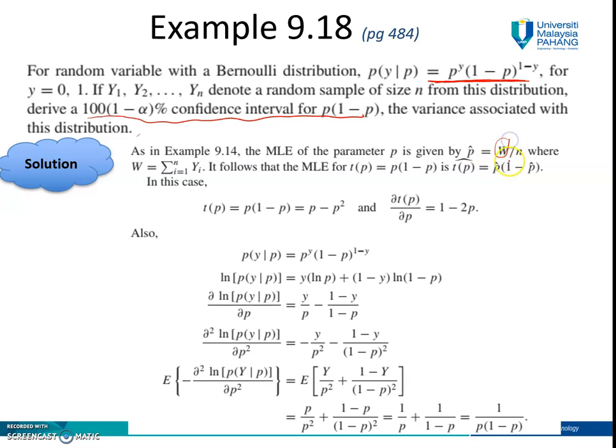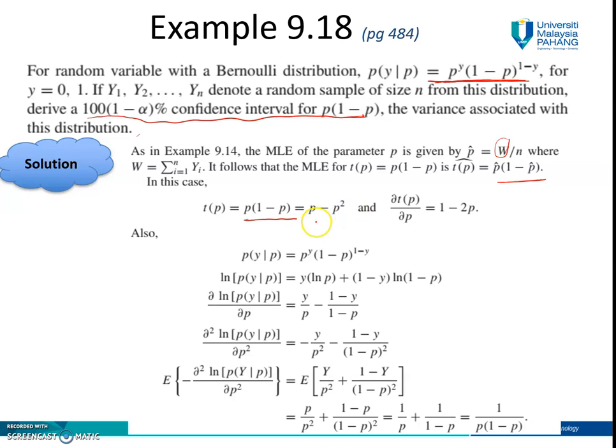Instead of Y, we use W to make it different, where W is the summation of Yi, i from 1 until n. Now it follows that the MLE for tau(p), which is p(1 minus p), is given like this. So in example 9.18, your tau(p) will be this one.